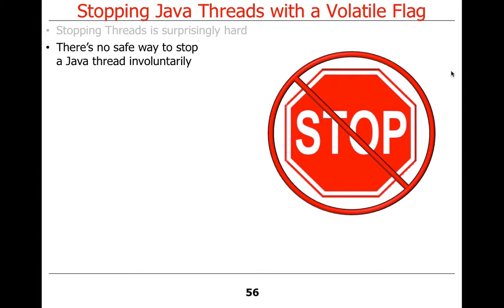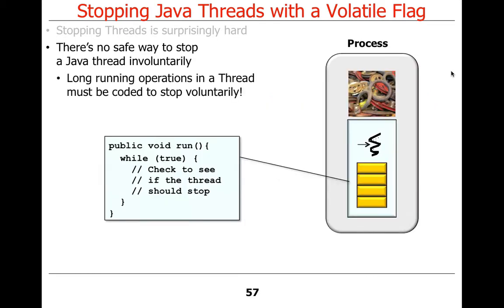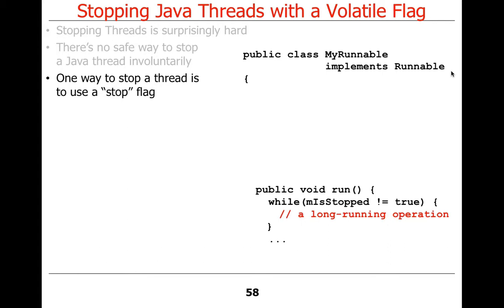There's no portable way in Java to stop threads involuntarily. You cannot come along and just tell them to stop themselves. There used to be a way to do this, but they deprecated it because it was dangerous. So if you want to stop stuff, then you have to have the thread voluntarily decide to stop, to allow itself to be stopped. And so while you're running, you have to do stuff to make sure that you check to see if you should stop.